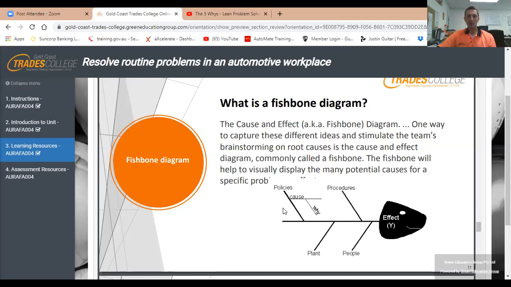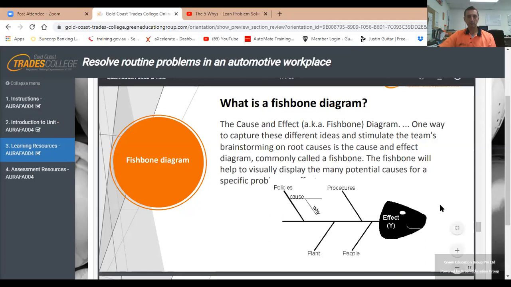And you can see it further breaking down the policies, the cause, and the why. So we can break that down into further smaller bones, if you like, or smaller details under those major subheadings or major groups. So that's a quick understanding of the fishbone diagram.